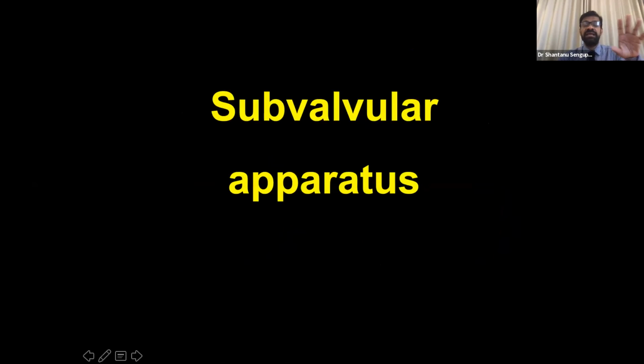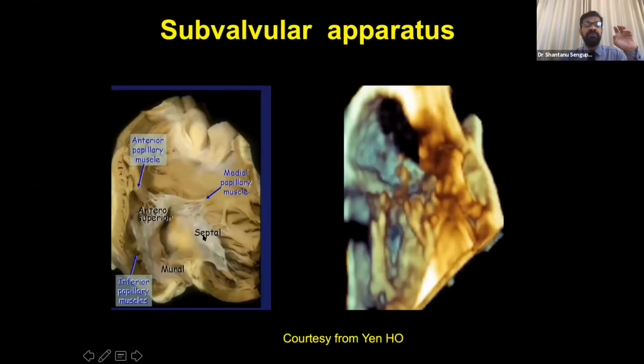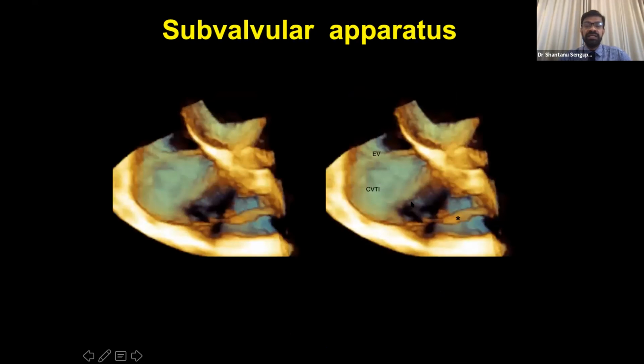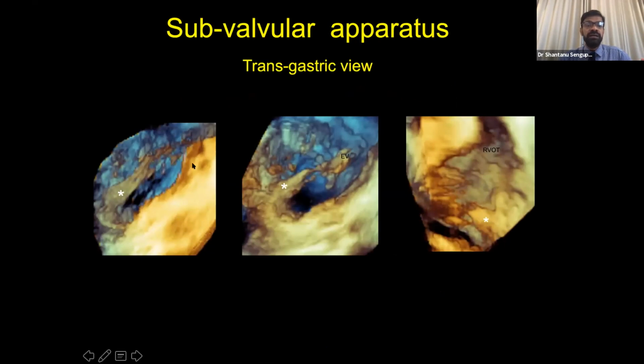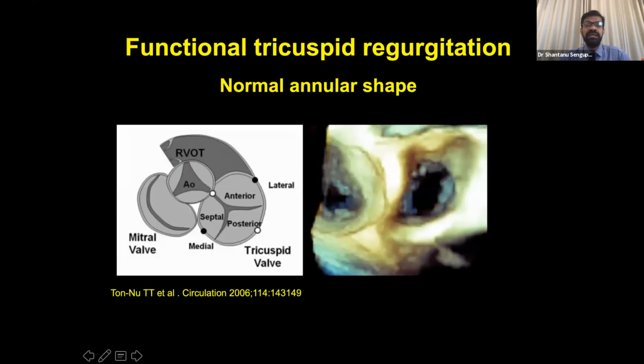A very interesting thing we have never been able to do is looking at the subvalvular apparatus on the right side. I got this from one of my friends in Japan, that you can look at the anterior papillary muscle, medial papillary muscles, and this can be demonstrated by 3D. You can look at the subvalvular apparatus. If you demonstrate this in tricuspid rheumatic stenosis, it generally confirms rheumatic valve. Subvalvular apparatus can also be seen on the transgastric view very clearly.